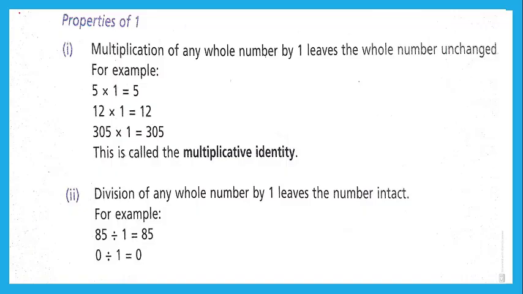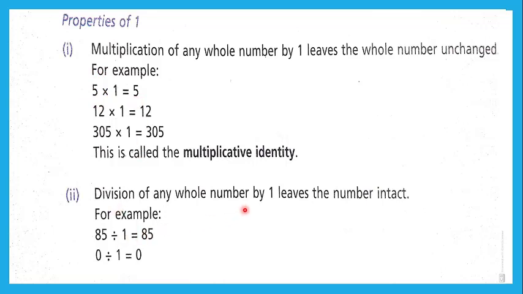Now, properties of 1. Multiplication of any whole number by 1 leaves the whole number unchanged. If we multiply 1 with any number, that number remains the same. For example, if I multiply 1 with 5, the answer is 5. If I multiply 12 with 1, the answer is 12, and so on. This property is called multiplicative identity. It means that when I multiplied 1 with 5, 5 maintained its identity, which is 5.